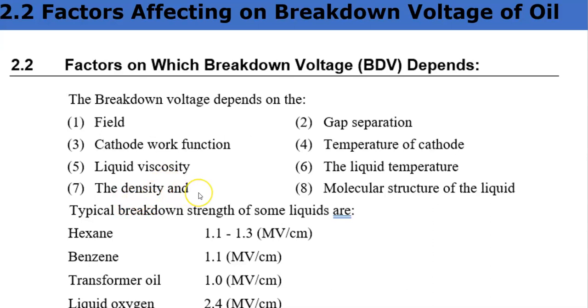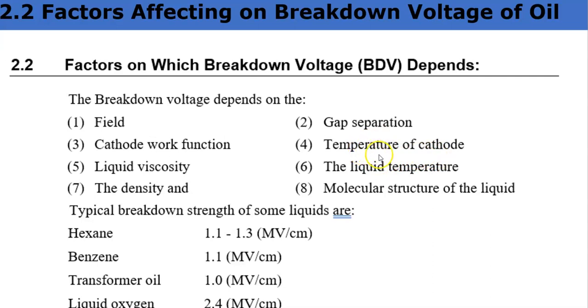Then density. What is the density? Means how many molecules are there per unit volume of that liquid. So density is also very important. Then gap separation. Gap separation means what is the gap distance? That is, of course, for all insulating materials, whether solid, liquid, or gaseous. Then temperature of cathode.